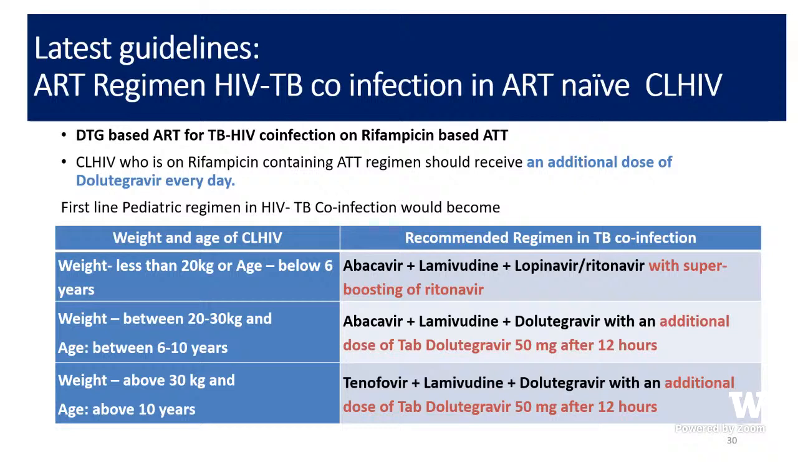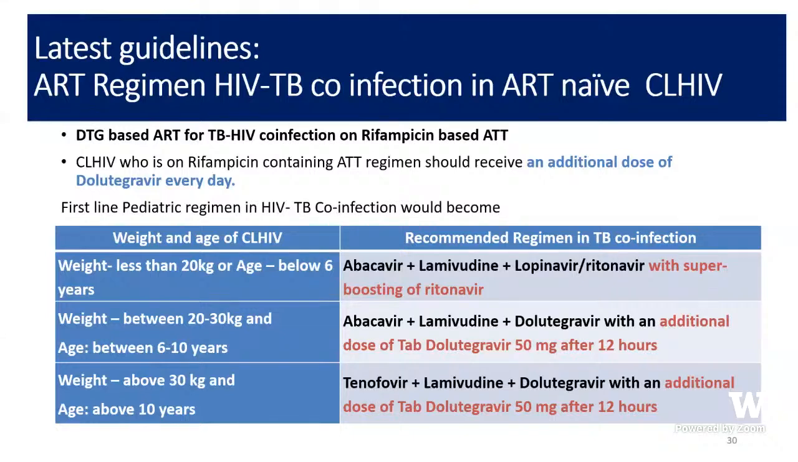Now, the latest guideline, I have gone through this several times, I'll again recapitulate. Children who are on a rifampicin-containing ATT regimen will get an additional dose of dolutegravir. But we know that for PI-based regimens, like the child having ABC-3TC-LPV/r, we give super boosting of ritonavir. Lopinavir-ritonavir is normally a 4:1 ratio, but here we will make it a 1:1 ratio. So we will be doing a super boosting of ritonavir.